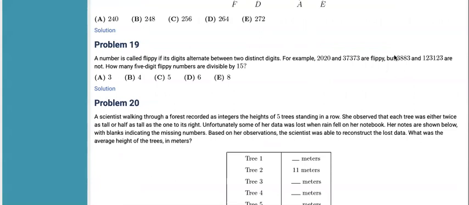Flippy, not Flippy. Huh, okay. How many 5-digit Flippy numbers are divisible by 15? Okay, so I assume 5-digit Flippy numbers means like A, B, A, B, A. So first of all, it's divisible by 15. The last number has to be 5 or 0. It's obviously not 0 because then the first digit is 0, which is not a 5-digit number. So the last number has to be 5. So it has to be 5, A, 5, A, 5.